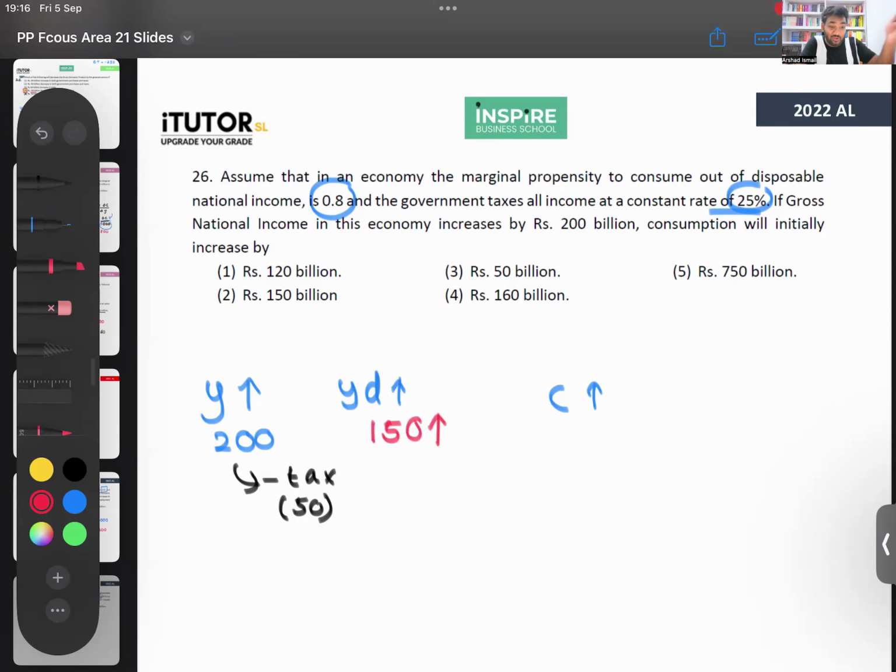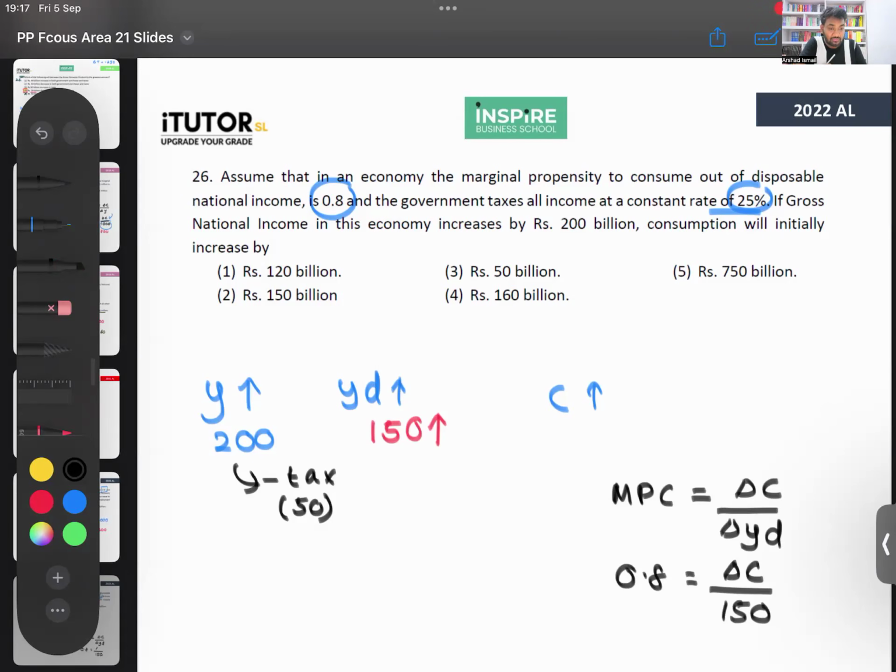Disposable income you can consume. So if your disposable income goes up by 150, how much will your consumption go up by? Remember MPC. MPC is change in consumption over change in disposable income. Earlier I took income because there were no taxes. Now here I'll take disposable income. My MPC is 0.8. My disposable income is going up by 150. How much will my consumption increase by? 0.8 of that 150. How much is that? 150 into 0.8.